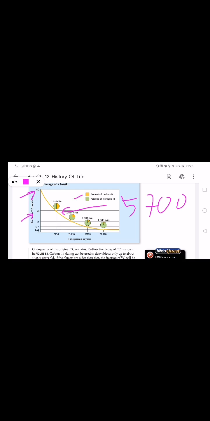هي طلع هون هاي الكربون باللون برتقالي والنيتروجين باللون الأخضر. حتى صار عندنا 50% من العينة تحول لنيتروجين. هذا أخذ قديش معناه 5700 years. وهو عبارة عن half life. هذا the first half life. هسه حتى يتحول عندي نص 50% لنيتروجين برضه هذا باخذ another 5700 years.